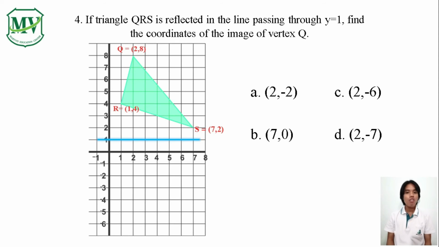Now count how far away vertex Q is from the axis of reflection. Vertex Q is 7 units away from the axis of reflection. We will count the same number of units on the other side of the axis of reflection. Now we have the location of Q prime at the coordinates (2, -6). So the answer to this problem is letter C.